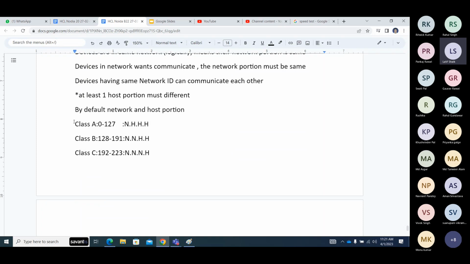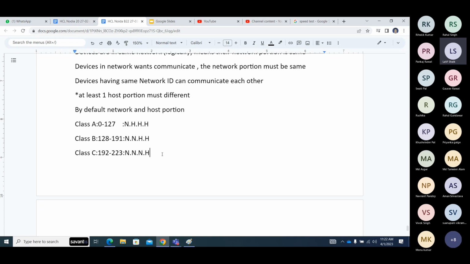So we are using class A, class B, class C because there are unique cached IP addresses. In class A, the first portion is the network portion and the remaining portion is the host portion. By default, so when you see an IP address, you can recognize what is the network portion and what is the host portion by default.